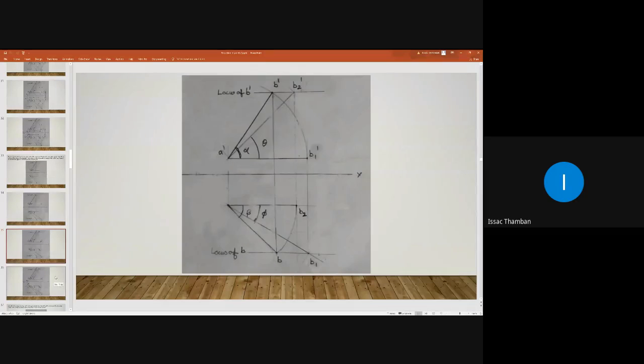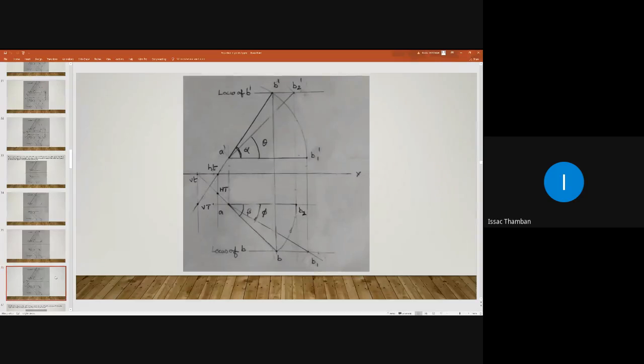Now, what next? We have to mark the traces. Here the line is inclined to HP and VP. So there will be horizontal trace and vertical trace. First, let us think about the horizontal trace. So what are the steps for marking the horizontal trace?